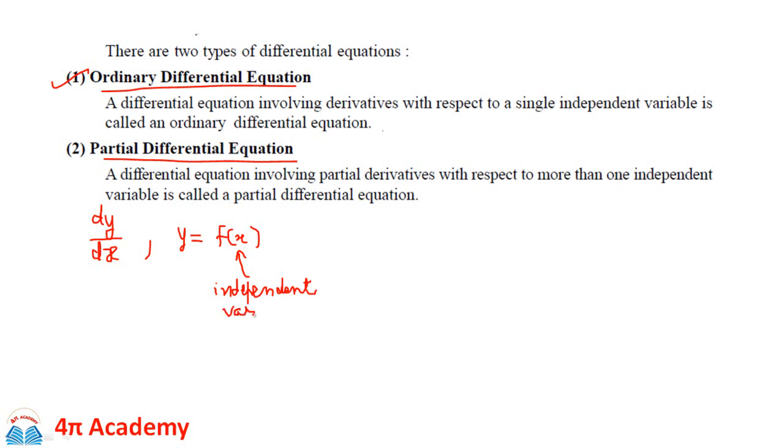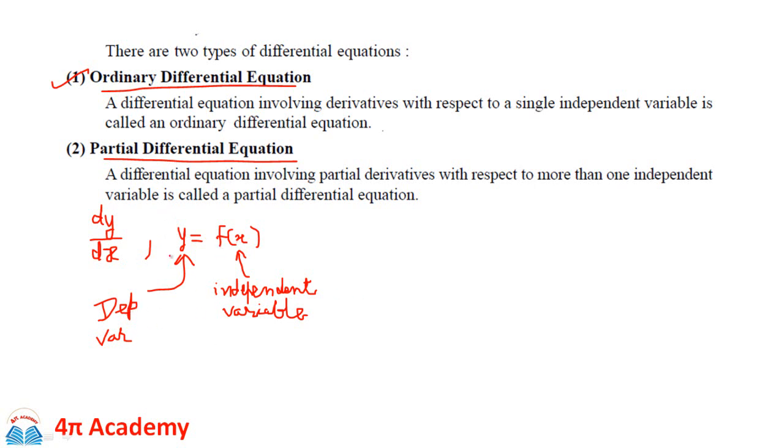This x is called the independent variable, while this y is called the dependent variable. Why? Because here this x can have any value, but this y will have only those values which are dependent on the value of x. By changing the value of x, y also changes, and therefore this y is called a dependent variable.